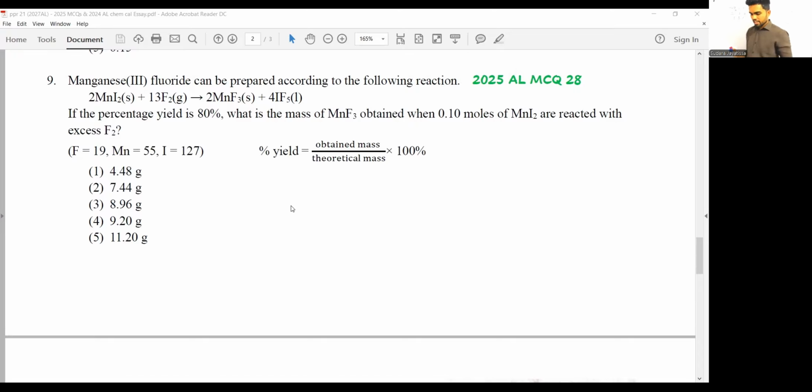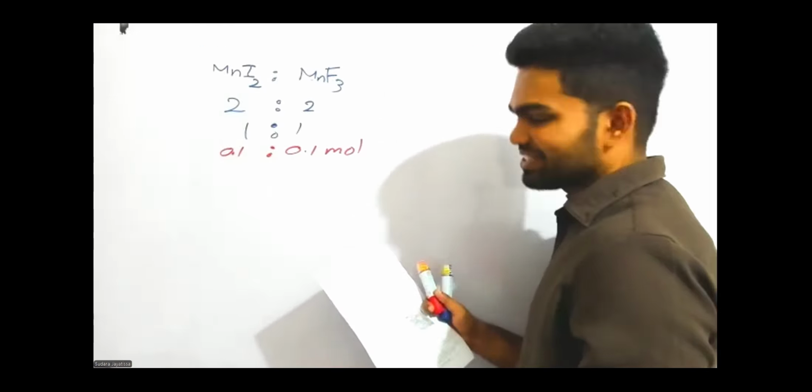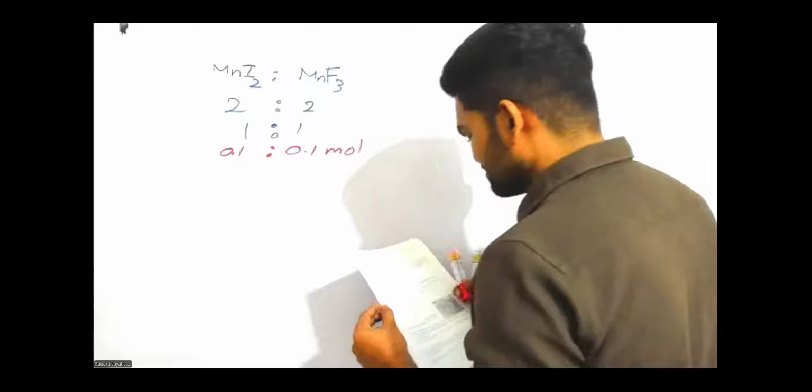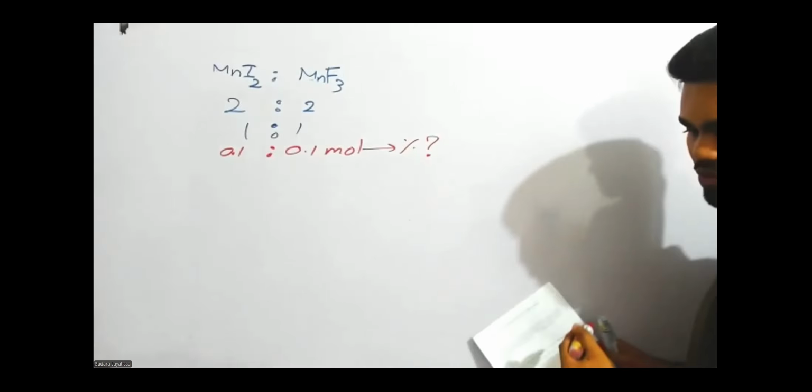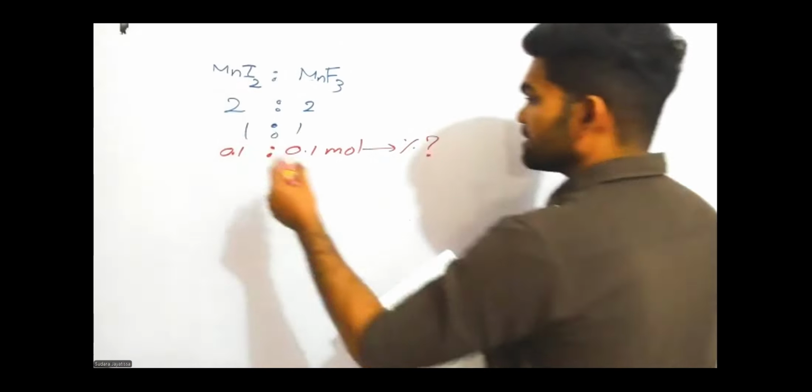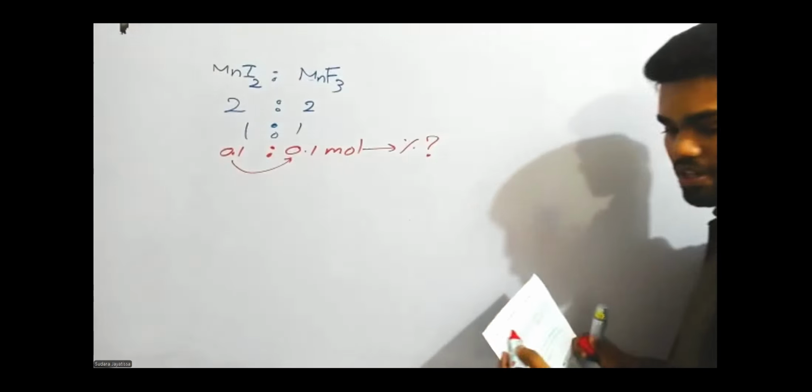Okay, so it says if the percentage yield is 80%, what is the mass of MnF3 obtained when 0.1 moles of MnI2 was reacted? So we are reacting 0.1 moles now. So if one reacted, one is given. If you reacted 0.1 moles, 0.1 moles of MnF3 will be given. Okay, they have even given how to find the mass percentage also. See, so they are making it very easy. So they are asking what is the mass percentage? The mass percentage, that's the question. First of all, you have to figure out you are getting 0.1 moles. Okay, that's the important part.